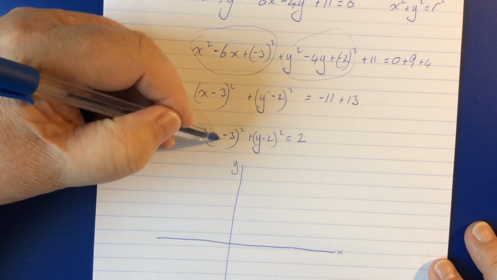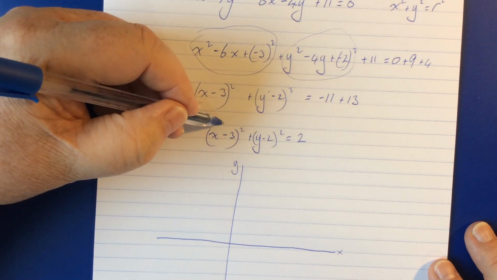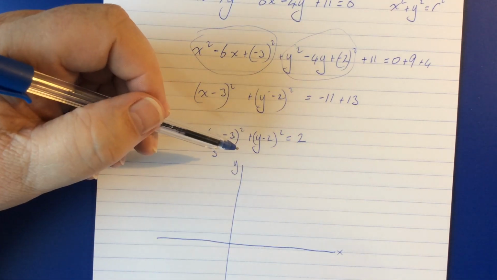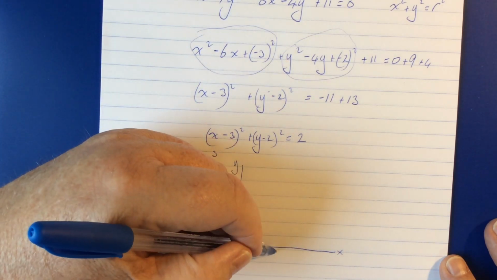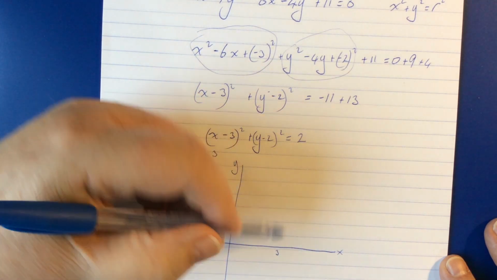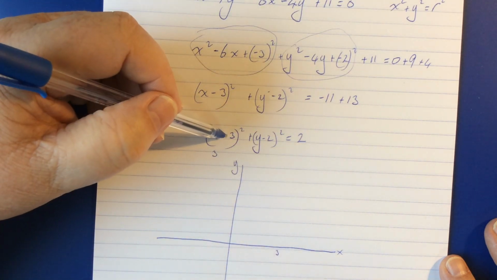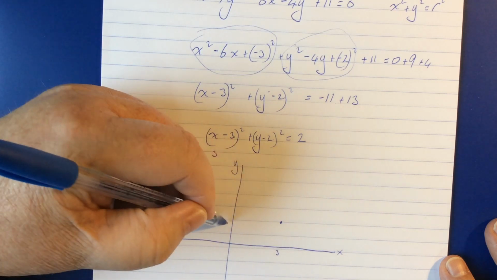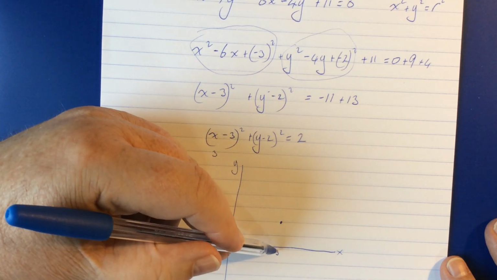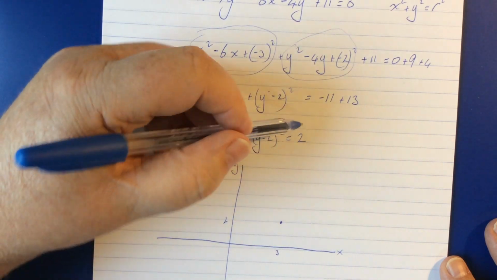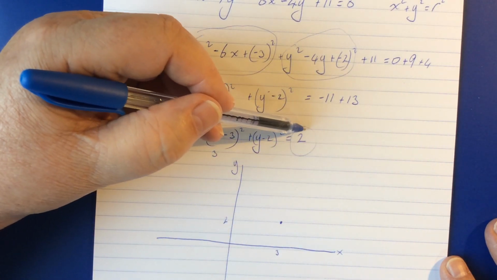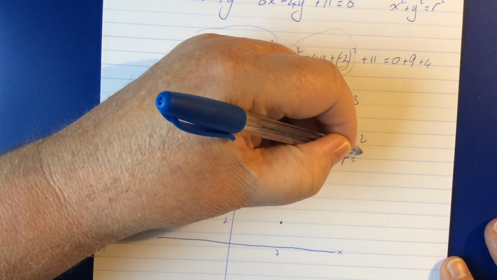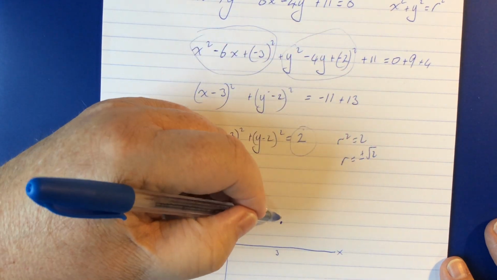So basically what we do is we make this equal 0, which means that x equals 3, and that gives us one of our coordinates for the center of the circle. So if we put a 3 there, then that's our x value, and 2 for y. So that puts the center of this circle here at 3, 2. And this is our radius squared. So r squared equals 2. So r equals plus or minus the square root of 2.